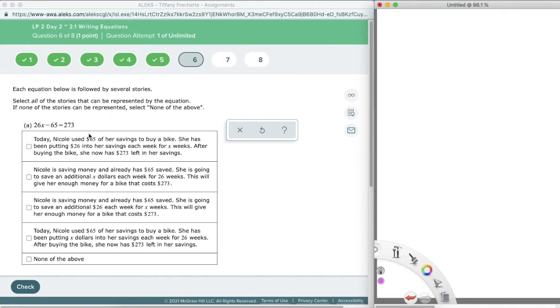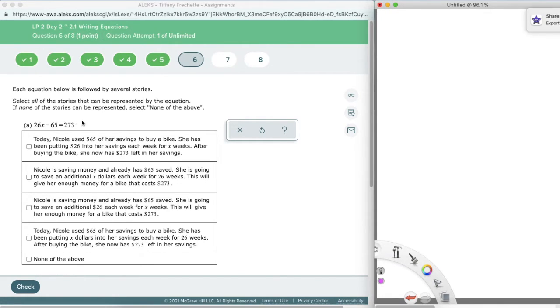So: Today, Nicole used $65 of her savings to buy a bike. That's consistent. She used it, so it's going to be taken away. She has been putting $26 into her savings each week for X weeks. Ooh, I hear a multiplication word. There's 26 for each week, and they told us that's X. That works so far.